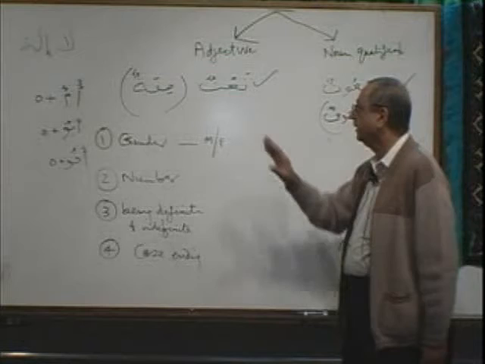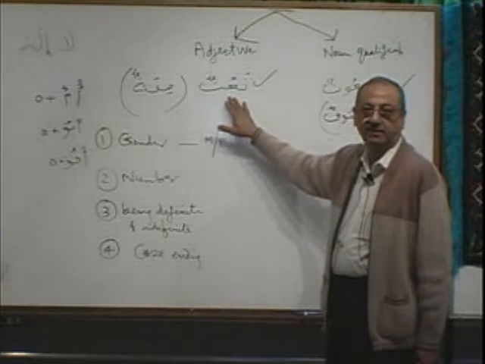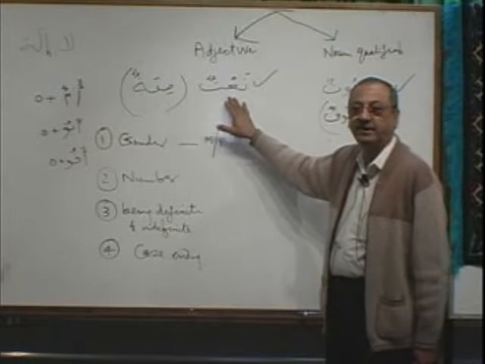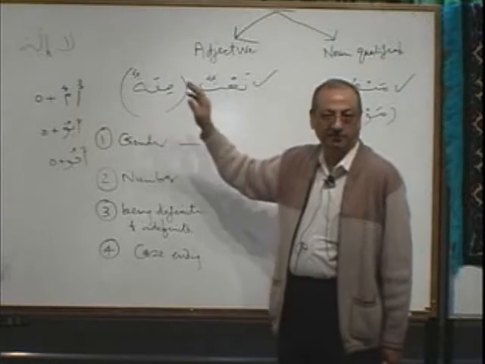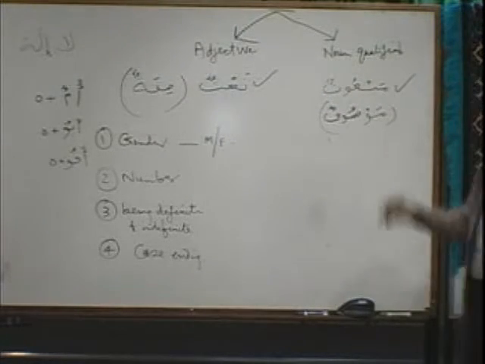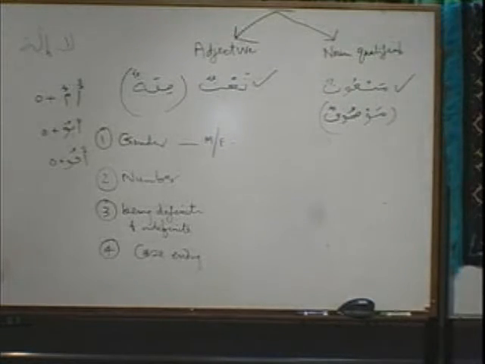Brother Farooq, naat means adjective. Another word in Arabic for adjective is sifat. Manut is noun qualified. Another word for manut is mausuf. Same thing. Are you with me? I just wrote it down so you know that it has two words in Arabic. We will be using mostly the term naat.